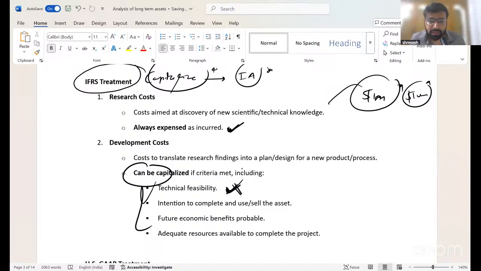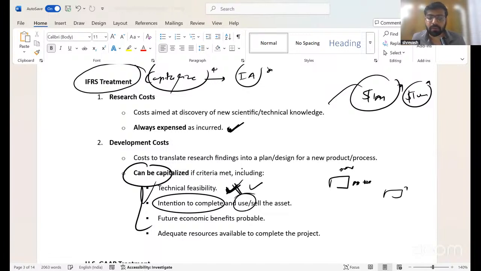There has to be an intention to complete the asset. That I have started developing the cancer drug. Just because I wanted to capitalize certain cost, I developed and left the development in middle. And whatever was development cost, I sort of capitalized it and started amortizing it so that I could reduce my future profits. अरे नहीं भाई, asset complete करो. और कंप्लीट करके यूज करने का इंटेंशन होना चाहिए. यू हैव टू कंप्लीट इट, और इधर यू हैव टू यूज इट, और इधर यू हैव टू सेल इट.